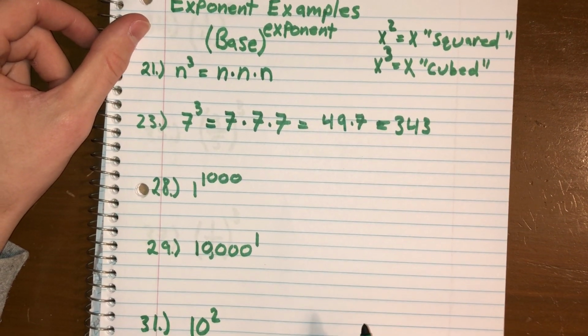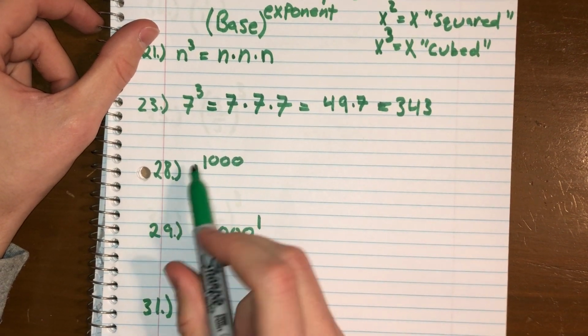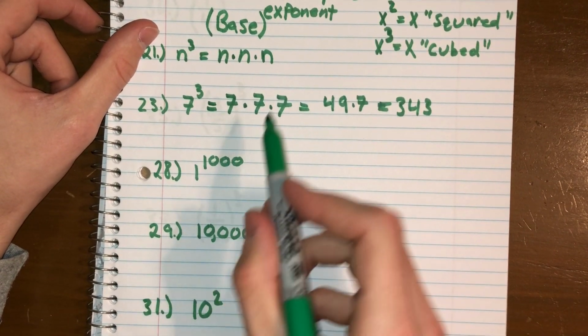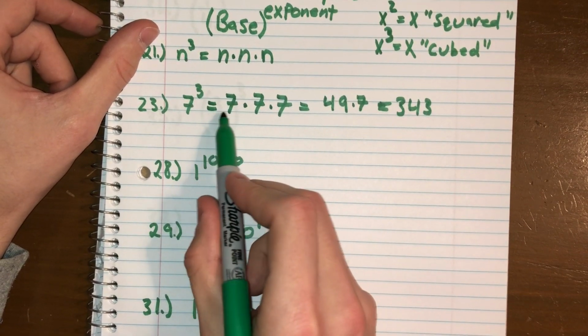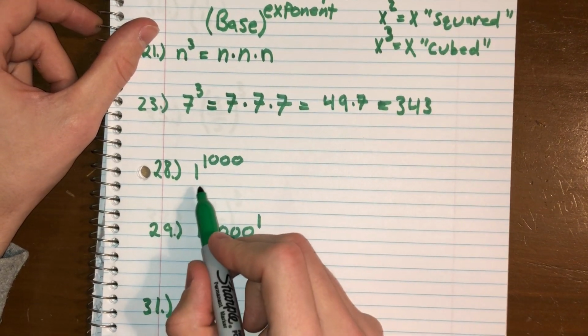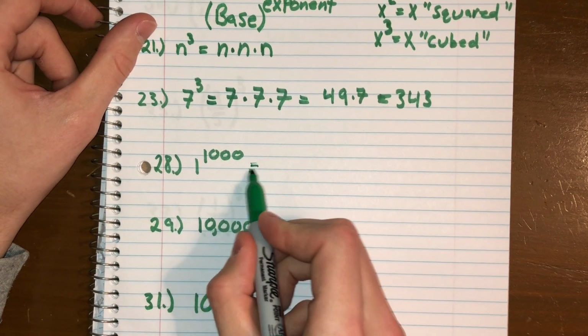And here's another important characteristic of exponents. As you see from this rule here, 7 to the third is equal to 7 times 7 times 7. So let's say you have 1 to the power of 1,000.